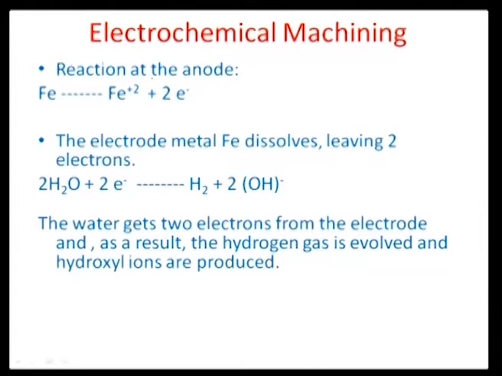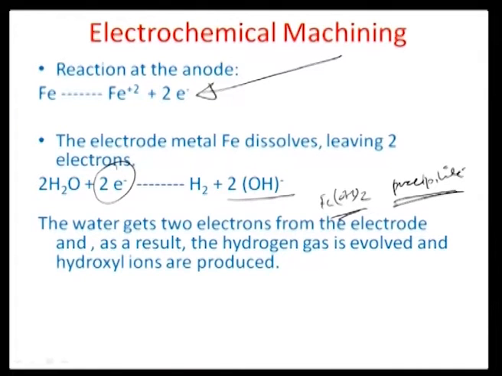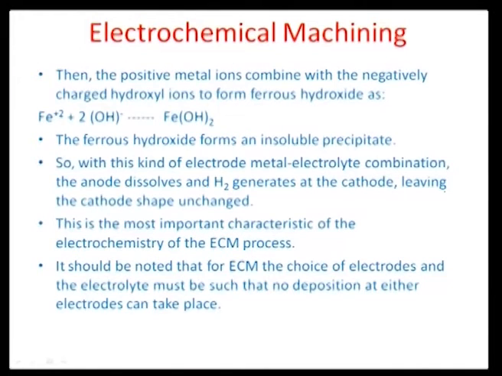That is how electrochemical machining is realized. These are the reactions: the iron gets removed and the hydrogen gets split up by the 2 electrons released by the iron, giving H2 plus 2OH minus, and the resultant Fe(OH)2, which is non-dissolvable, is formed. This is the precipitate which can be removed later on, and it furnishes the machining operation.